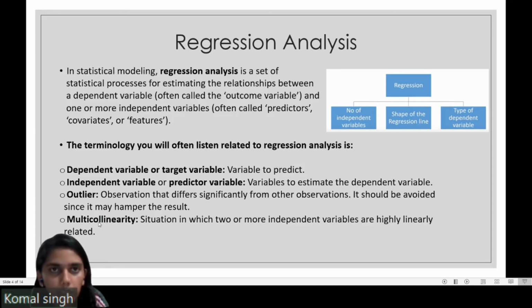We use regression analysis, and it describes the number of independent variables and the shape of the regression line, which means which data points we have. Those data points should come closer to the regression line so that we can cover all of those points. That is called the shape of the regression line.